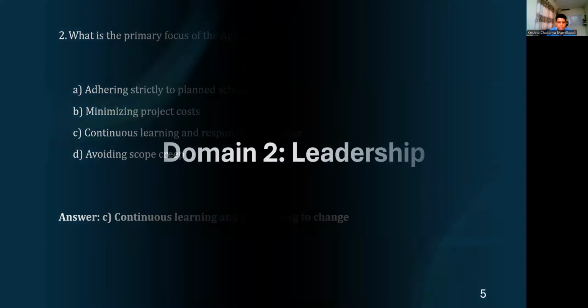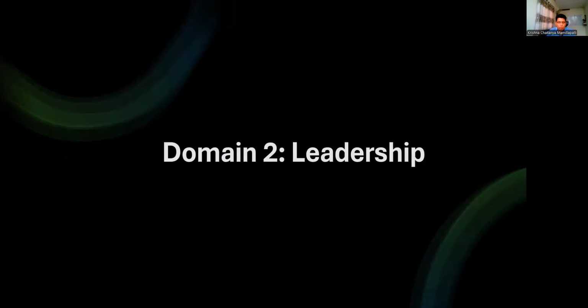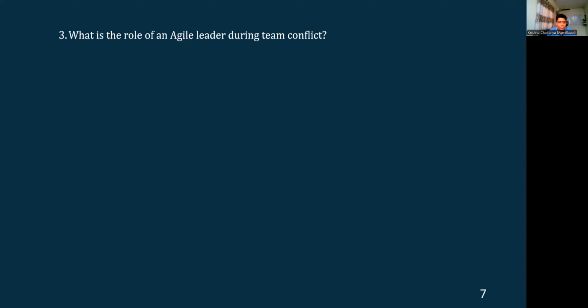Okay, let's move on to the next question in the domain of leadership. And here is the question. What is the role of an Agile leader during team conflict? So here, what we can understand as the keywords are two. One, the role is an Agile leader, and two is the team conflict is going on. So these are the two keywords based on which the correct option should be selected.